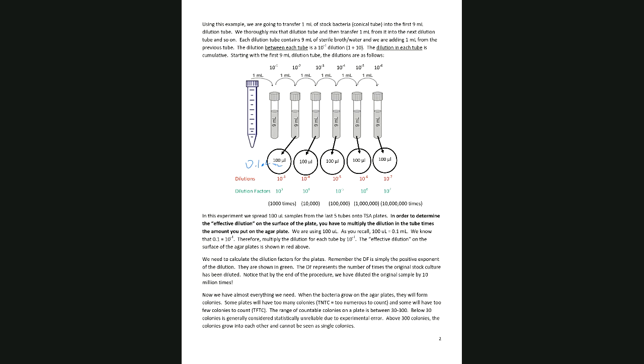And the reason why that is, there's significant experimental error when you're pipetting. So in general, if the number is below 30 colonies, it's not considered to be accurate. When it comes to more than 300 colonies, those colonies tend to grow into each other, and so it's hard to see them as individual colonies. So again, it's less accurate if you're above 300. So that's what our range is going to be, 30 to 300.